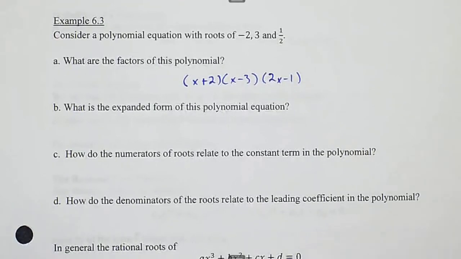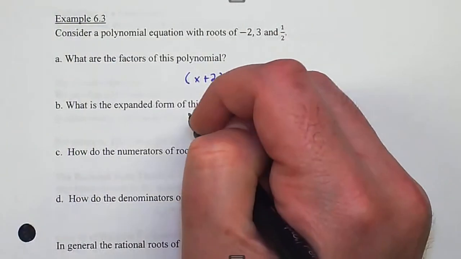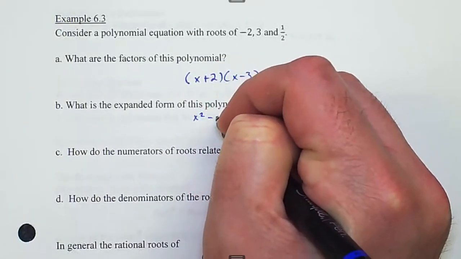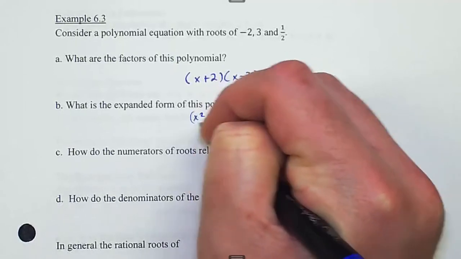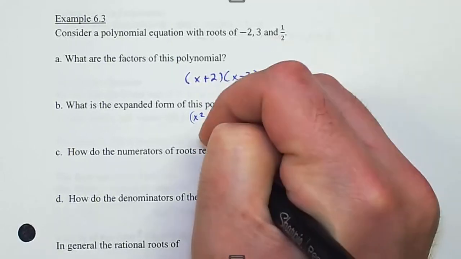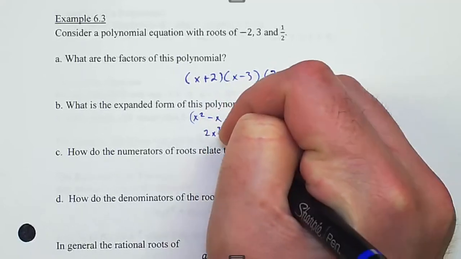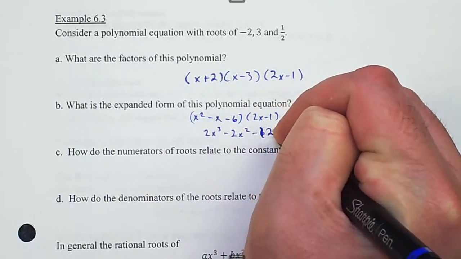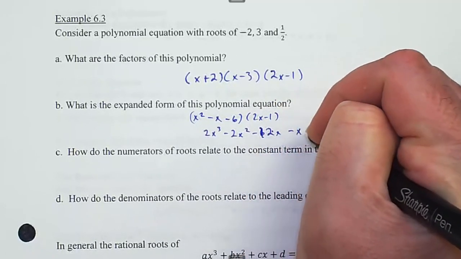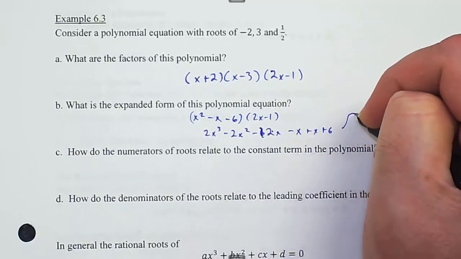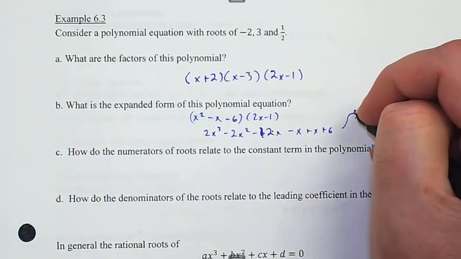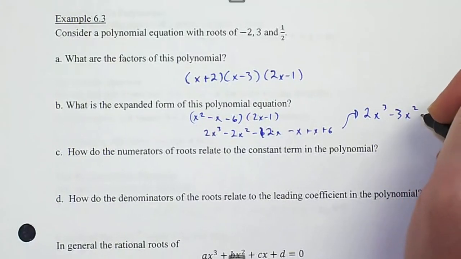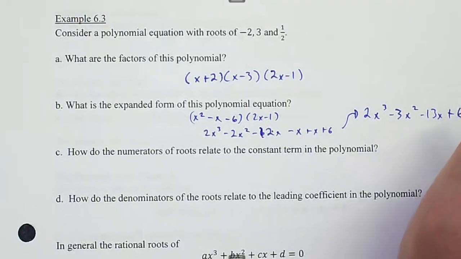So let's expand this polynomial equation. Well, I need to do it in a couple of different steps. The first step, I'll multiply this out and get x squared minus x minus 6. Then I'll multiply that times 2x minus 1, giving me 2x cubed minus 2x squared minus 12x. Then I'll multiply by the -1, negative x squared plus x plus 6. So that gives me 2x cubed minus 3x squared minus 13x plus 6.